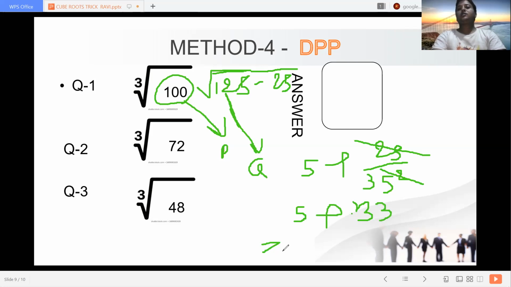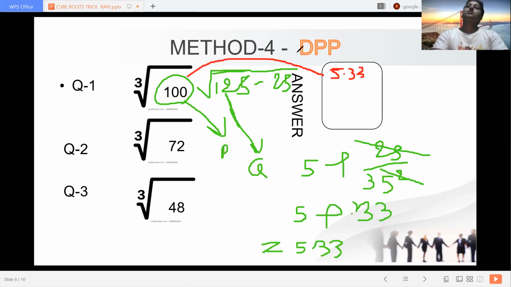Therefore the answer is 5.33. The cube root of 100 is 5.33.